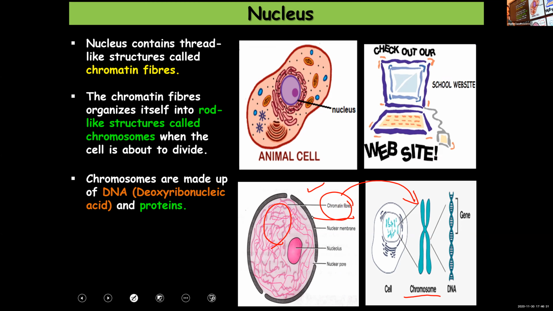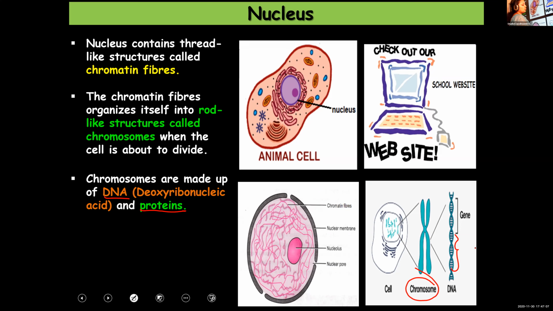So once again, I will repeat, when a cell is not dividing, the genetic material will be present in the form of thread-like structures, and you call them chromatin fibers. But when the cell is about to divide, some changes will happen in these chromatin fibers. They'll become compact, condensed, and form structures known as chromosomes. And what are these chromosomes made of? They are made of DNA and proteins.